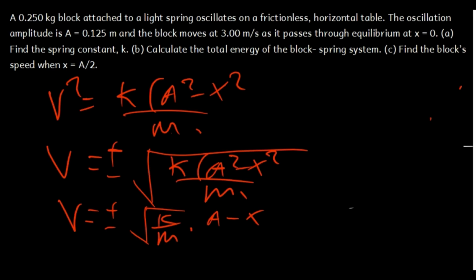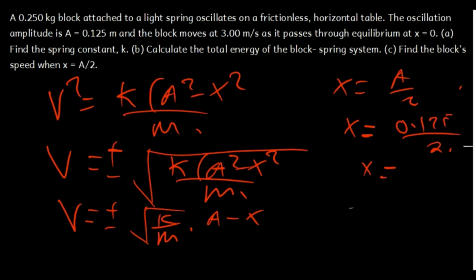Okay, so now I want us to find x. So it's going to be A over 2. x will be equal to, A is 0.125, everything divided by 2. So 0.125 divided by 2. Okay, I'm getting 0.0625. So this is what I'm going to put there.